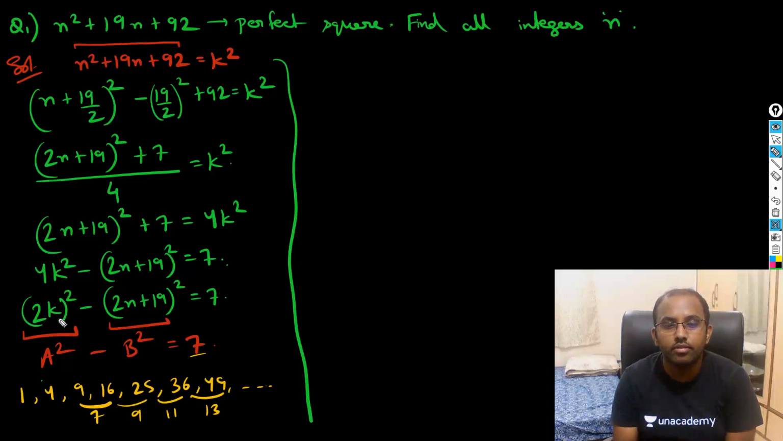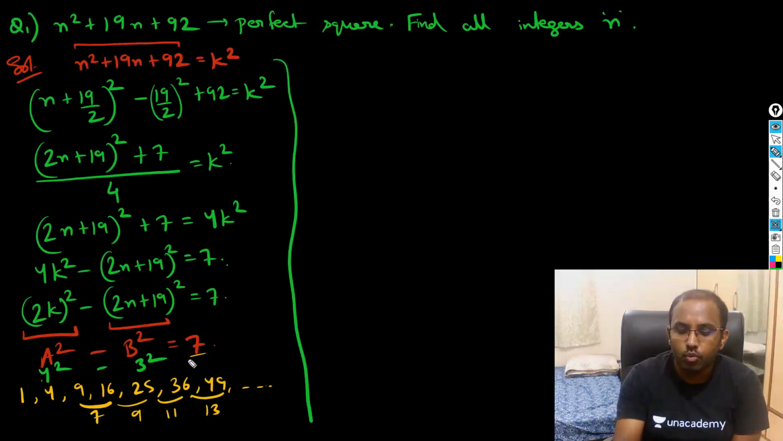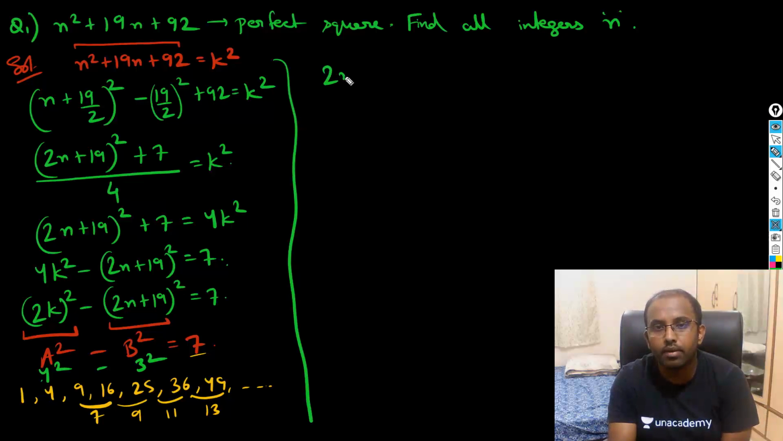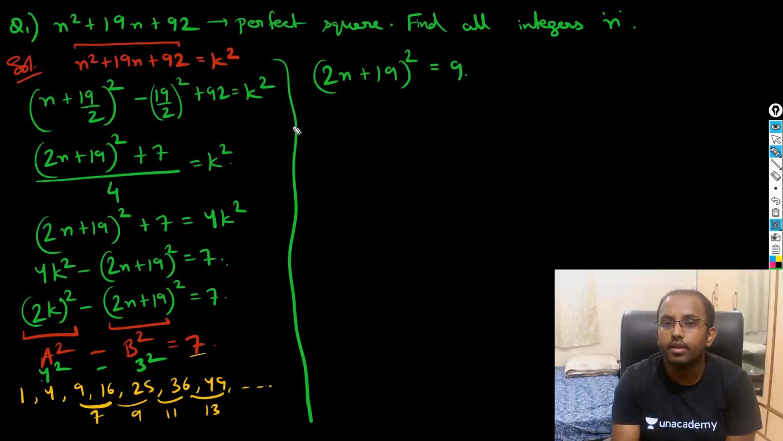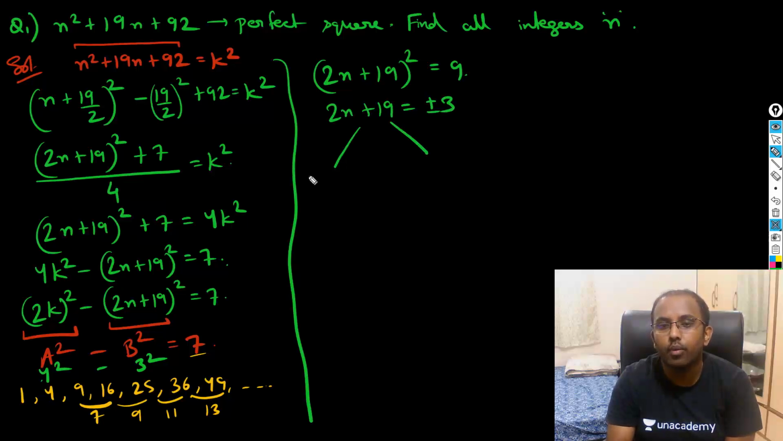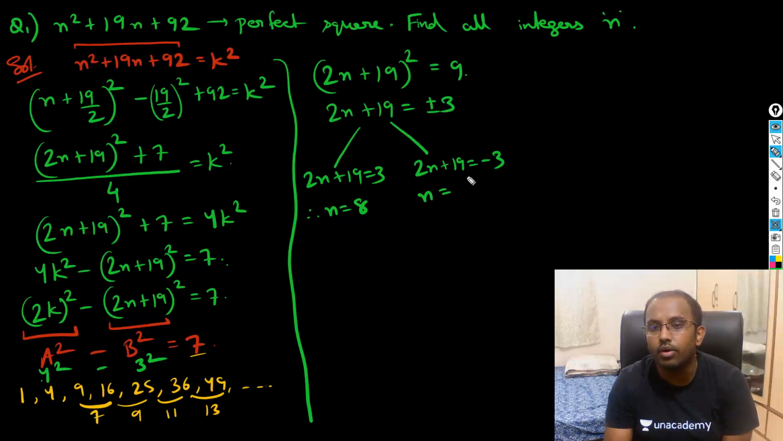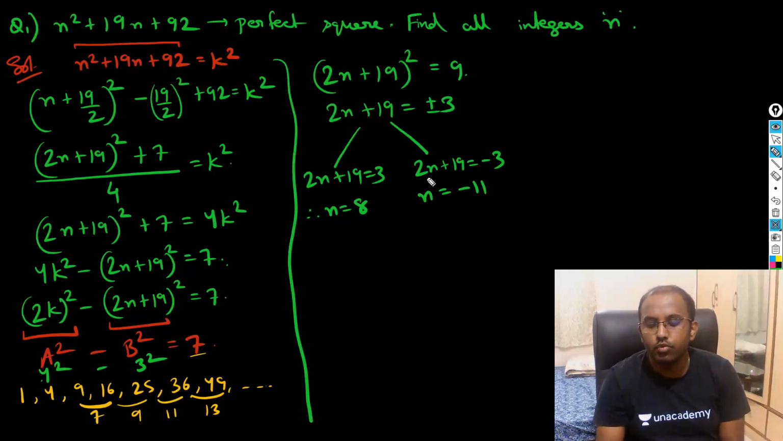What I can be sure of here is, basically, I wanted the value of n. So 4 square minus 3 square satisfies this. So I can write that 2n plus 19 whole square must be equal to 9. That means 2n plus 19 should be equal to plus minus 3. So two cases: when 2n plus 19 is equal to 3, n is equal to minus 8, and when 2n plus 19 is equal to minus 3, n is equal to minus 11. So basically two values are satisfying here.